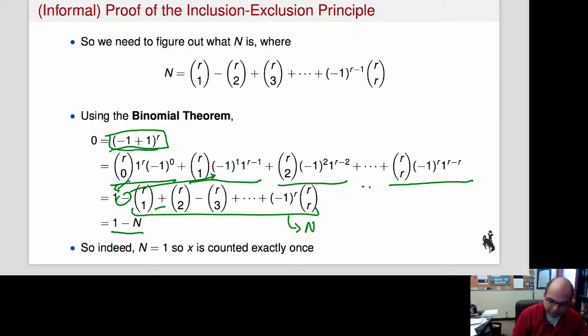But now, go back to the beginning. Minus 1 plus 1, that's just 0. 0 to the R is 0. So 0 is equal to 1 minus N. That means that N has to be equal to 1, which is what we wanted to show, right? Because N was the number of times that I was counting X, just an arbitrary element of that union. So the inclusion-exclusion principle really does count each element exactly once, and that's why it works.